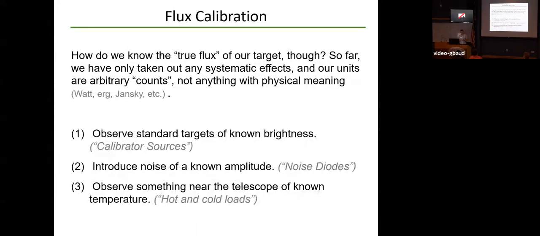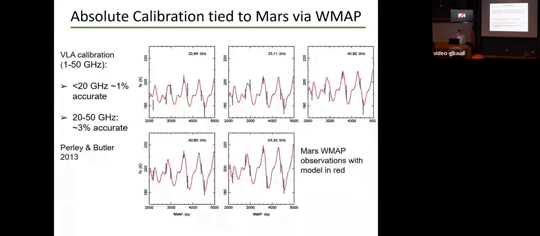The three main ways are, number one, observing targets of known brightness, quasars, planets, etc. Number two, introducing noise of a known amplitude. You've seen this through your 20-meter observations, the noise diodes there. Or number three, like Dave was talking about in the last talk, observing something near the telescope of known temperature: hot and cold loads. Again, all of these involve looking at things whose brightness we know so you can compare to your observation. So how do we do absolute calibration?